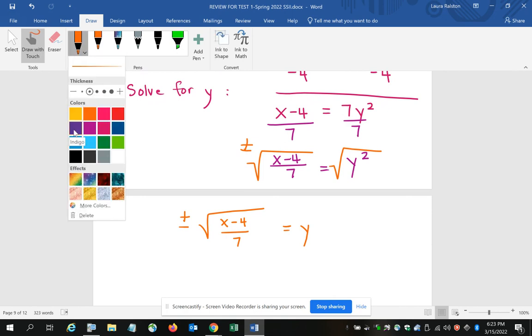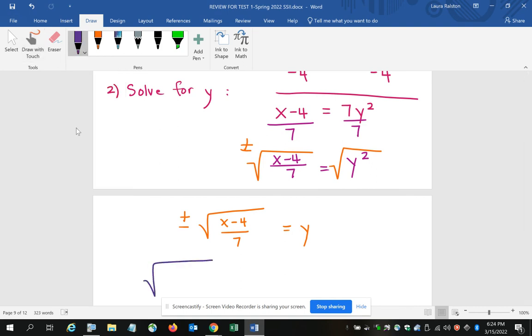Okay? So my final answer is going to be the positive square root of (x - 4) divided by 7 equals y. And that represents the inverse of f.